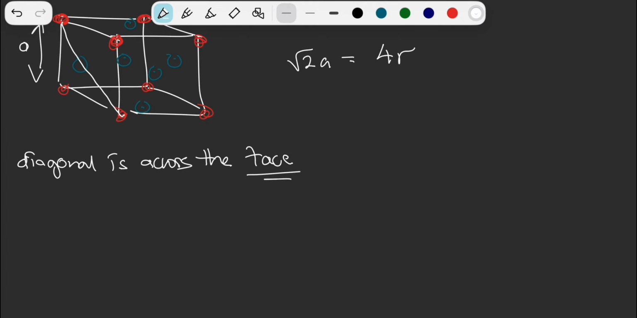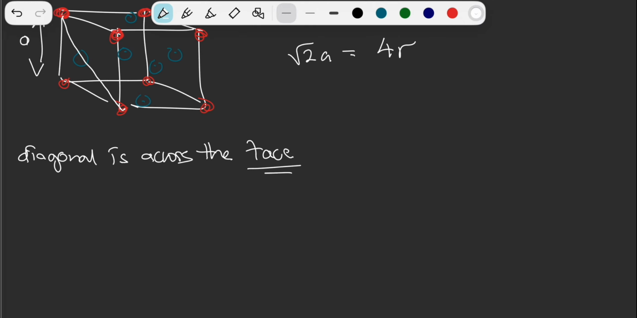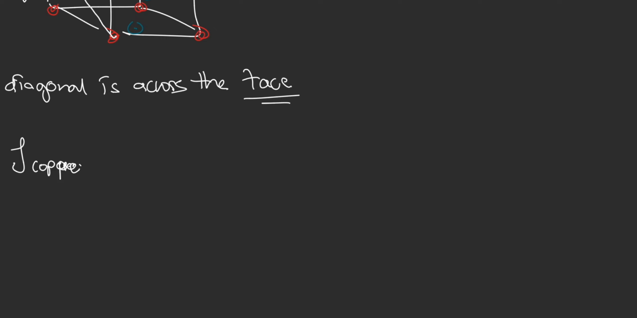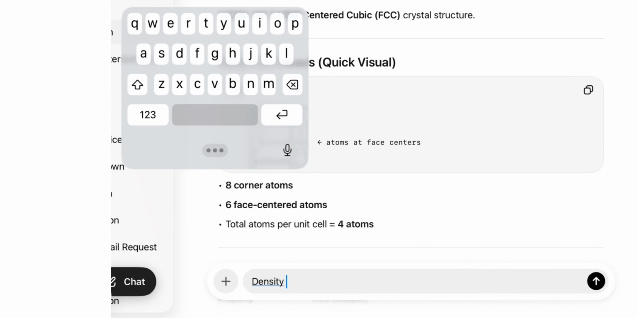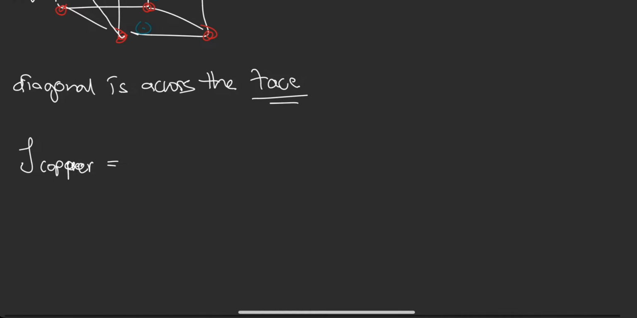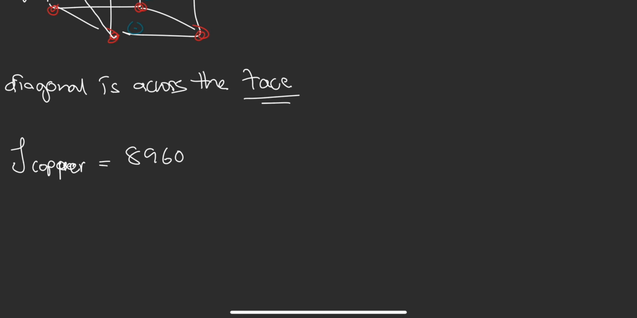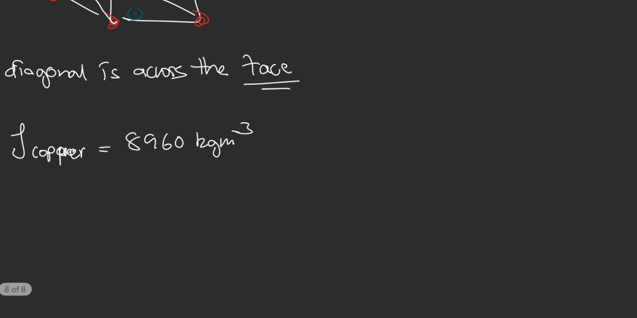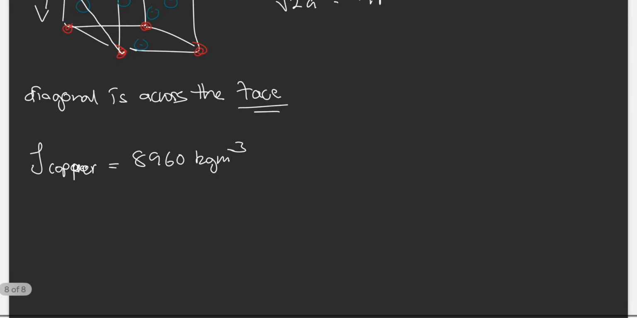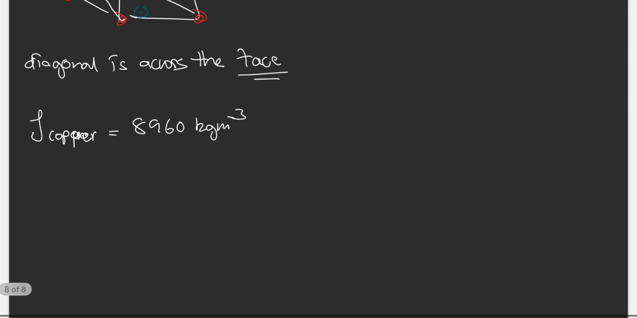Okay, let's say I have these facts and I know them. I can give you copper and tell you that the density of copper, I know this by heart, is 8,960 kilograms per cubic meter, m cubed. So that's the density of copper.